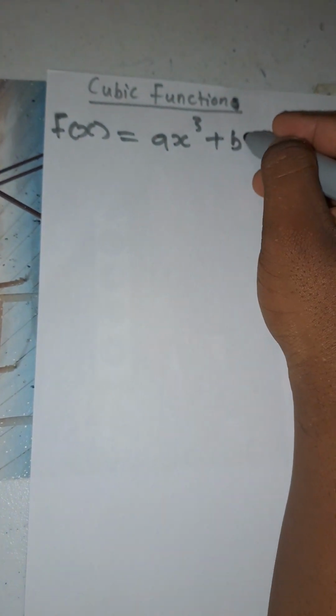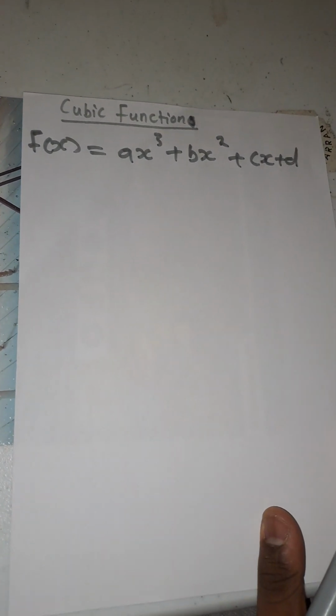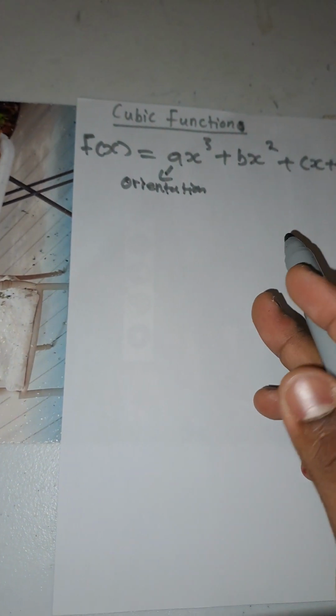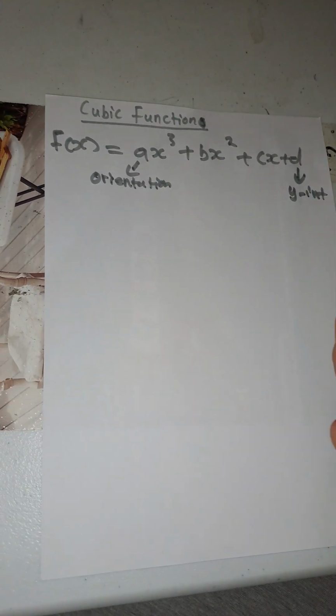So the standard form of it is what? f of x equals ax cubed plus bx squared plus cx plus d, where this a is our orientation. This is the one that determines if our graph is positive or negative. And the d is the y-intercept. Already you can see a few things there.